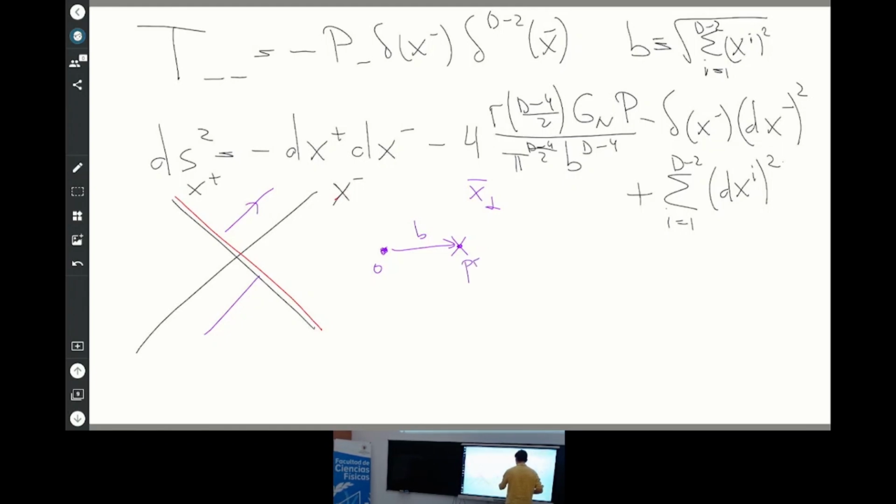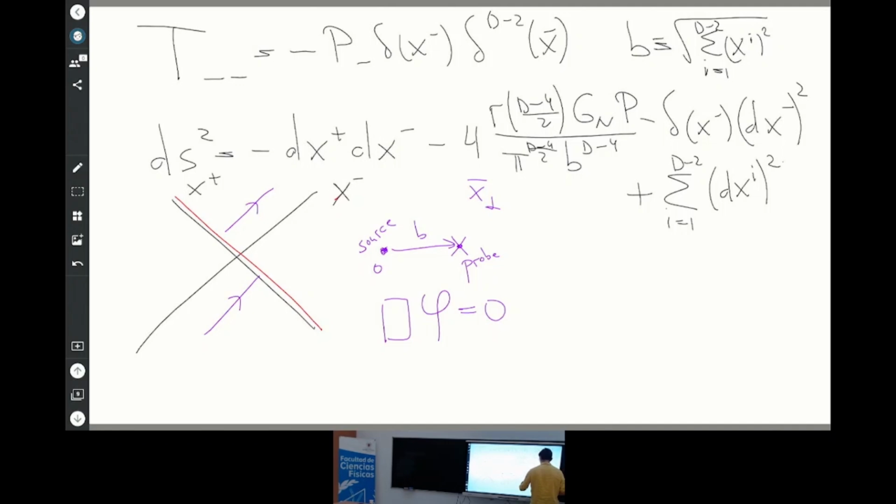So this is a probe. This is a source, and this is the effect. So therefore, we can now consider a propagation of a particle on this shockwave background by doing simply the classical equation of motion. And what you see is that when you cross a shockwave, you acquire a simple kick of the wave function.